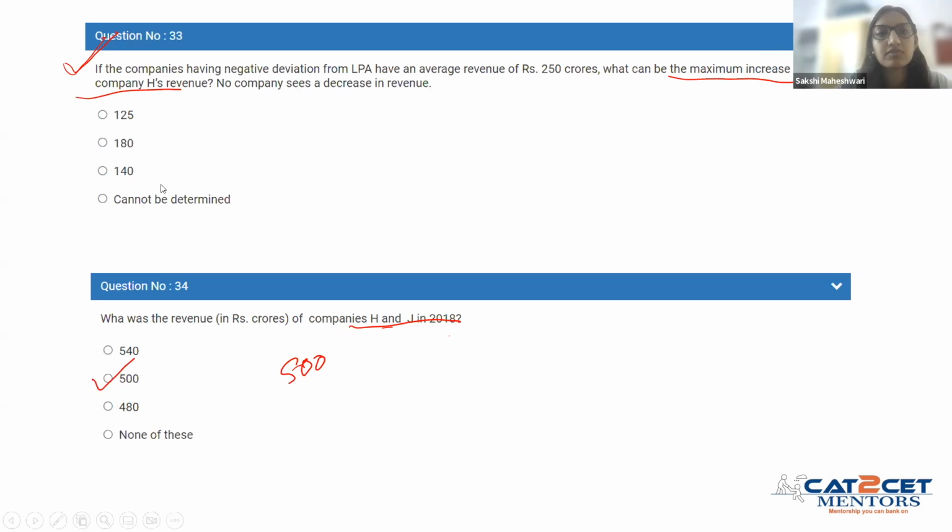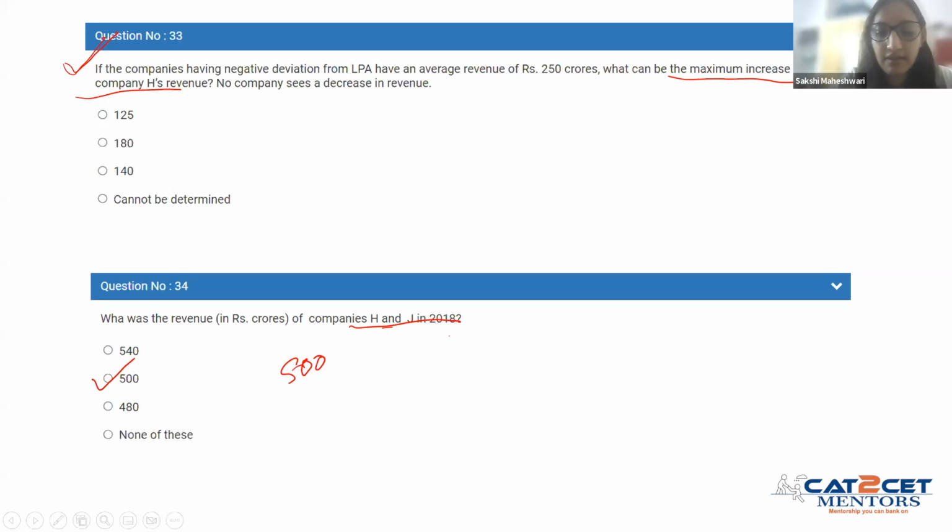This was very simple. I could easily solve it. Yeah, 200 and 300. You can do it individually, or since both of them had the same negative deviation, I took them together. That's your choice. So you got it. Now let's just see this one as well. If the companies have negative deviation, what can be the maximum increase? So I think we'll need to see for the next year.